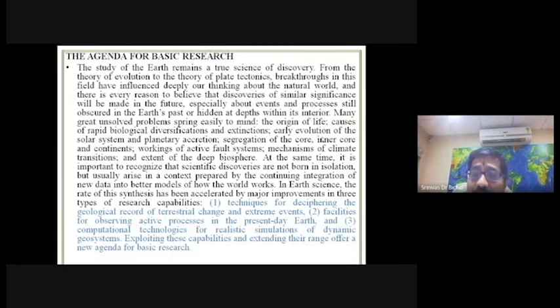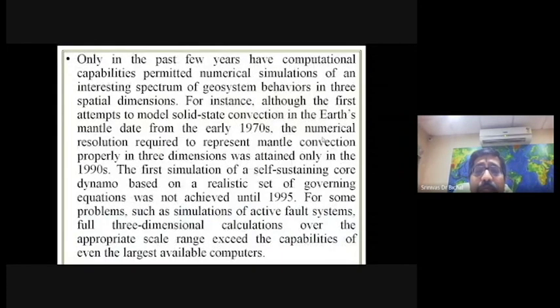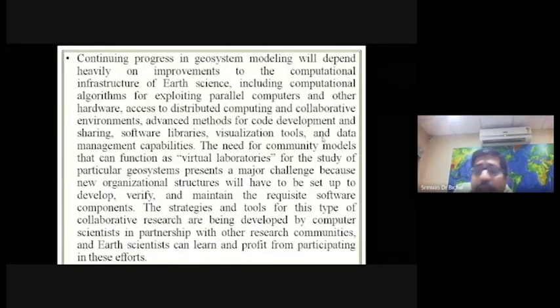So you have to know why it's happening. You can create a model. Second, you have to observe the active processes which are happening in the present day. Then you can deduce what happened in the geological past. So this is all about the other things you have to know and talk about.